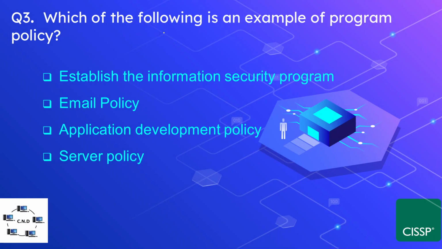Question number 3 is: which of the following is an example of a program policy? The options are establish the information security program, email policy, application development policy, and server policy. And the correct option is establish the information security program. This is a program policy, while the email policy and the application development policy are issue-specific policy statements, while the server policy is a system-specific policy statement.